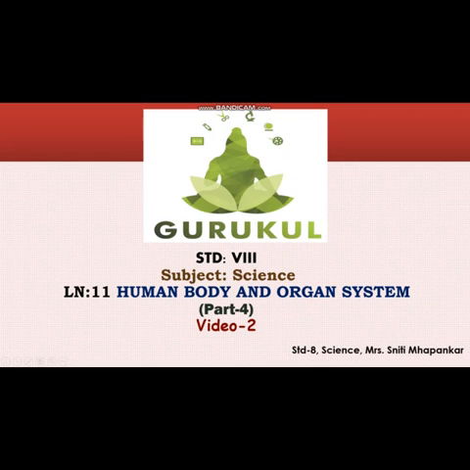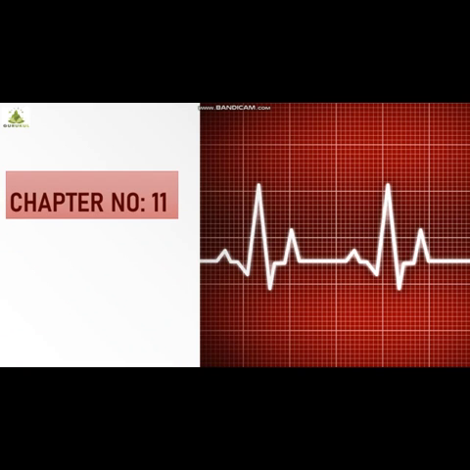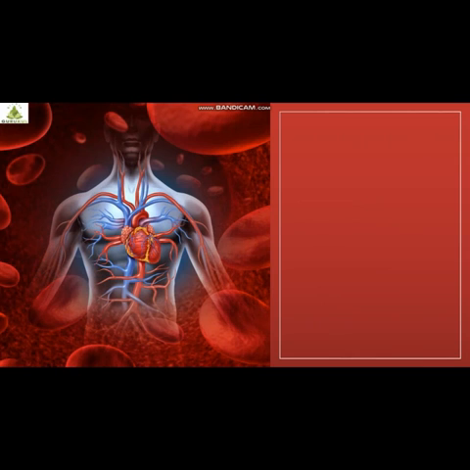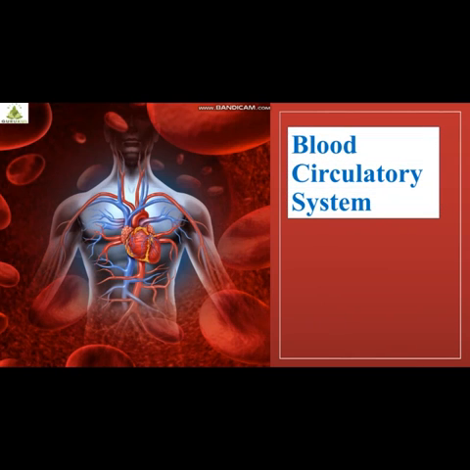Welcome back to the science class, students. Students, in video 1, we have learned the structure of the heart and its function in detail, right? In this video, let us understand the second important part of the blood circulatory system, that is blood vessels. So let's begin. We are learning chapter number 11, human body and organ system. Blood circulatory system, in that we are going to see blood vessels.